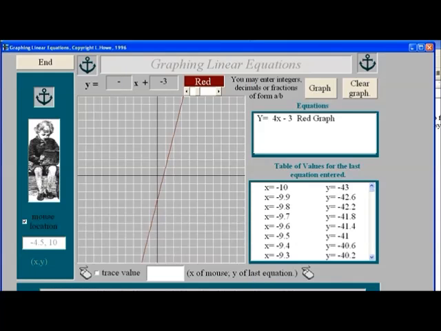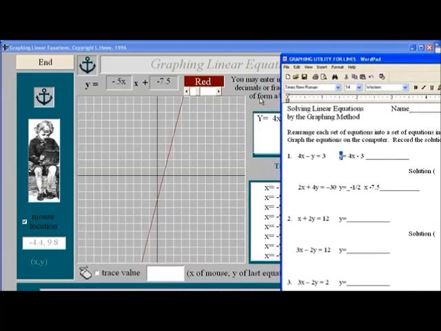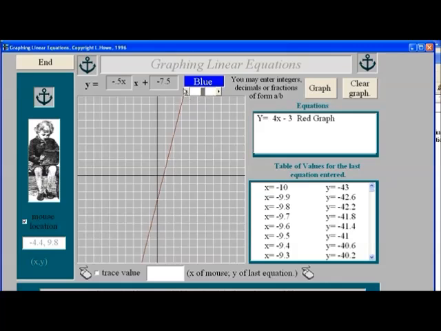Minus 0.5x minus, I hope I said minus 7.5. Let's just double check that before we go on here. Minus 1/2 x minus 7.5. And let's make that one in blue. Graph.